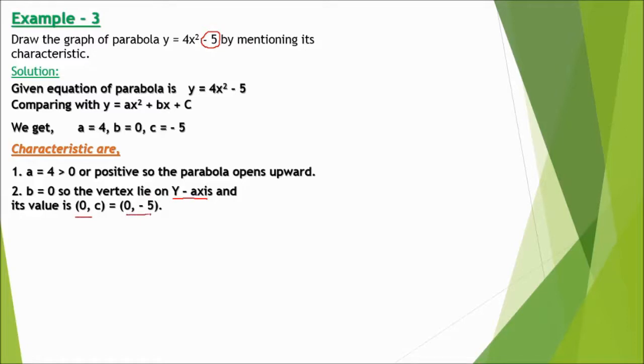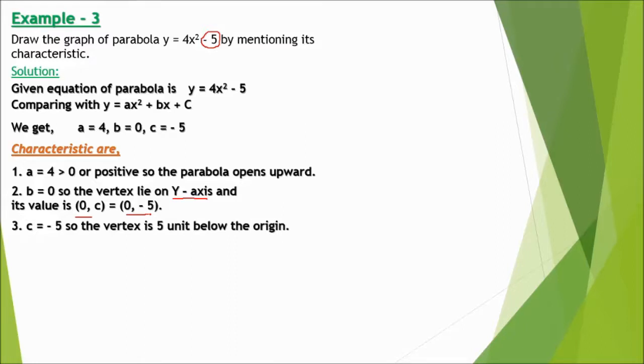Now from this minus 5 also we can find another characteristic. That means the vertex is 5 unit below the origin. You can write that one also. Okay, vertex is 5 unit below the origin on y-axis. Okay, c is equal to minus 5, so the vertex is 5 unit below the origin. This is our third characteristic.